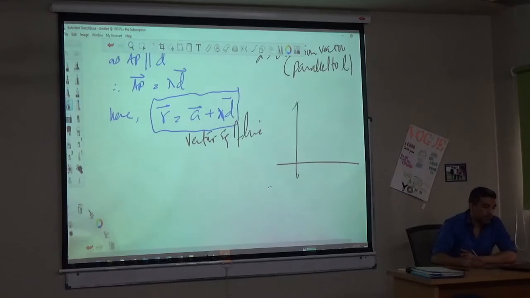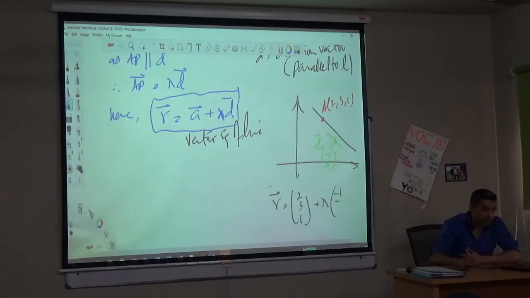Let's take an example. Let's take values. There is a line that passes through a point A whose coordinates are 2, 3, 1. I'm just making up an example. And this line is also parallel to a vector. Let's say the vector is -1, -1, 3. That's it. So what is the vector equation of your line? The vector equation of your line is R equals A plus lambda times D. That's it. That's the vector equation of your line.